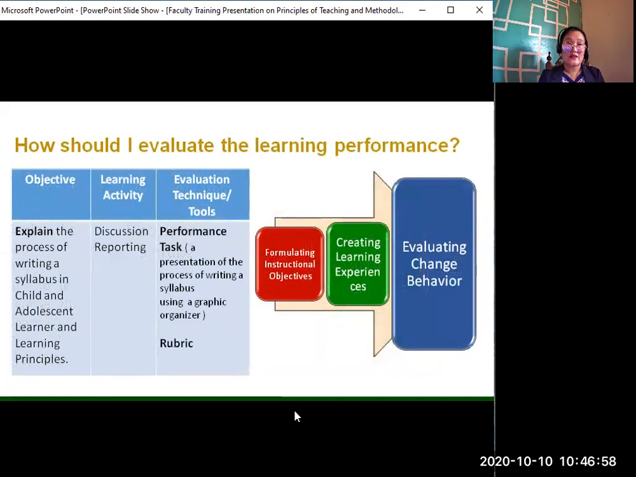Let us look at how this activity will be evaluated, or how the learning performance will be evaluated. The objective uses the outcome verb explain, and in the learning activity, the discussion method or reporting can be characterized by the activity in which the learners will engage in explaining. And in the evaluation, it is expected that they will do some kind of performance task in order to apply the learned concept. The presentation of the process of writing a syllabus using a graphic organizer could also be assessed using a rubric in order to convert the performance into a numerical grade.